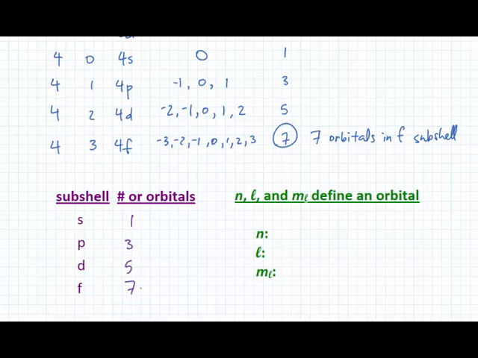So combined together, the principal number, the angular momentum number, and the magnetic number all together define a particular orbital. Remember, we said an orbital is a region where you could find an electron. So let's review one more time. What does n specify? Size and energy. What does L define then? Shape. L defines shape.